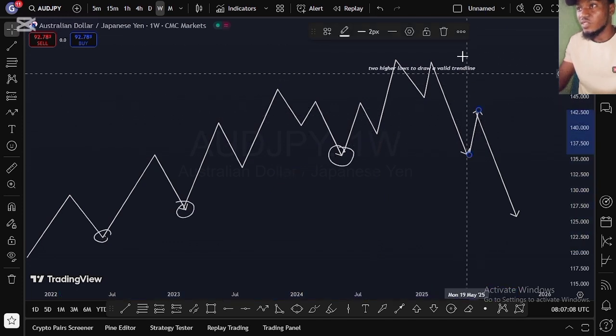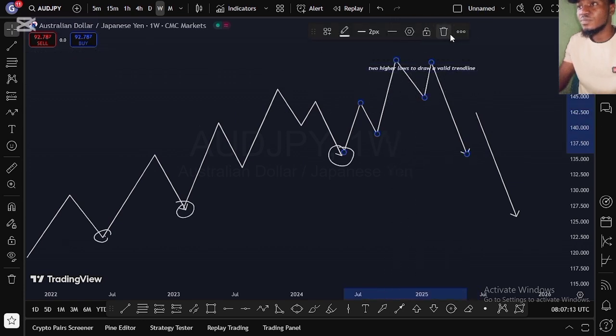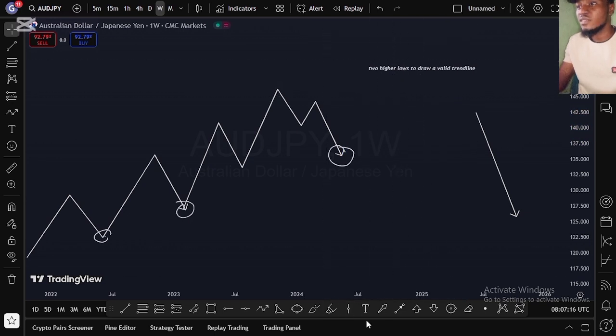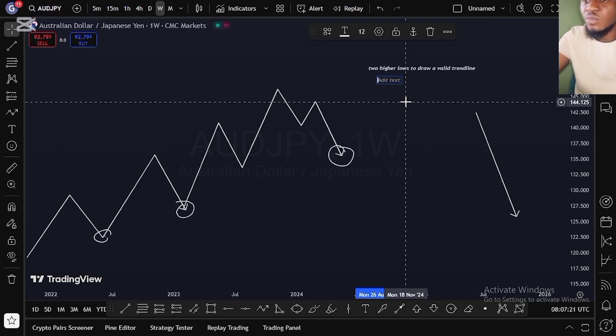Okay, let me take this off my screen. Okay. So for the rule that I was writing, if you want to draw a valid trend line, for the trend line to be defined, it must have 3 touches. Okay.